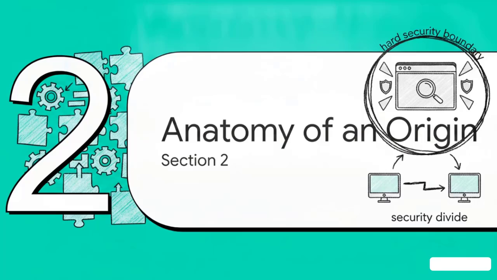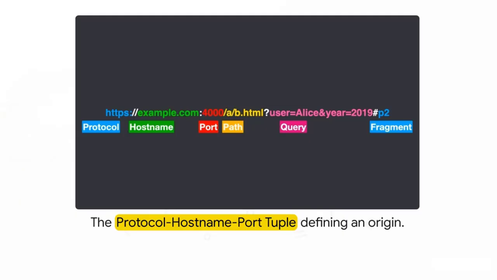Moving right along to Section 2, Anatomy of an Origin. Defining exactly what an origin actually is reveals precisely where the browser draws its hard security boundaries. You see, an origin isn't just the domain name. According to the source material, it's a strict combination, a tuple, of 3 distinct elements: the protocol, the host name, and the port number. So looking at this URL, the protocol is HTTPS, the host name is example.com, and the port is 4000. All 3 of these have to match exactly for 2 pages to be considered from the same origin. The path, the query string at the end, the browser actually doesn't care about those for this specific security check. It is all about protocol, host, and port matching perfectly.